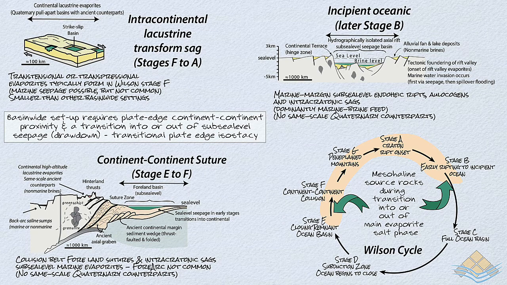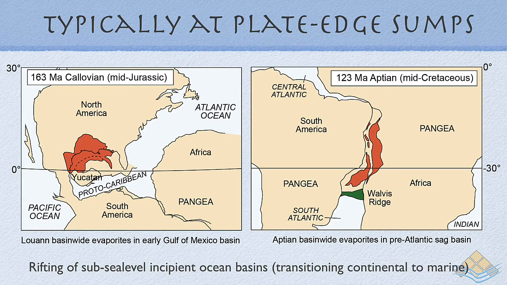So let's have a look quickly at a couple of examples that we discussed in more detail in earlier modules to remind ourselves of the types of basins where these Mesohaline associations will form in basin-wide evaporite associations. All examples of what we call plate edge sumps, where we have continent proximity. And so here, for example, is the mid-Jurassic, the Callovian in the Gulf of Mexico, immediately prior to the deposition of the Louann salt. And likewise, we have the rifting association between South America and Pangaea in the Aptian.